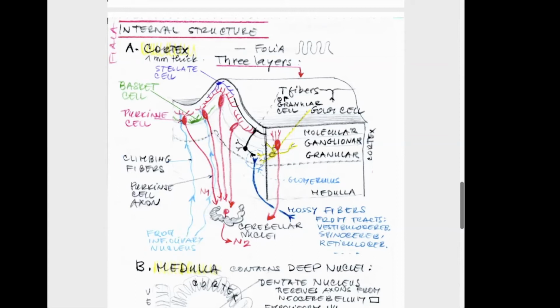But this is not only this type. There are also the thicker mossy fibers following them, reaching the granular layer. The mossy fibers ascend from the tracts. We remember them from the cross sections of the spinal cord. That means vestibulocerebellar, spinocerebellar, reticulocerebellar, etc. So all this information ascends via the mossy fibers, reaching the complex of the interconnections, which is usually called glomerulus.